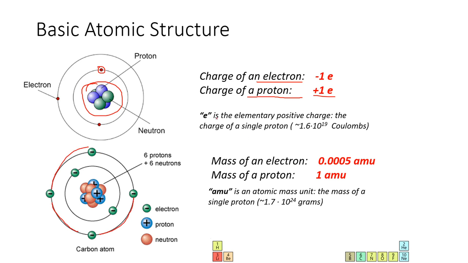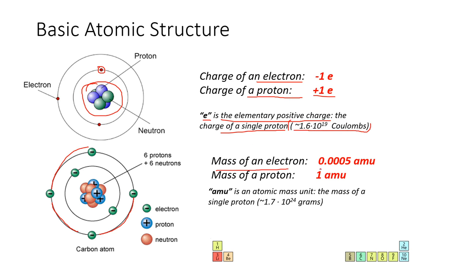Okay, so when you see E here, that is the elementary positive charge, right? It's the charge of a single proton, and the charge of a single proton is about 1.6 times 10 to the negative 19 coulombs, in case you wanted to know. But you don't need to know that. You just need to know it's either negative or positive. Okay, so electron is negative, proton's positive.